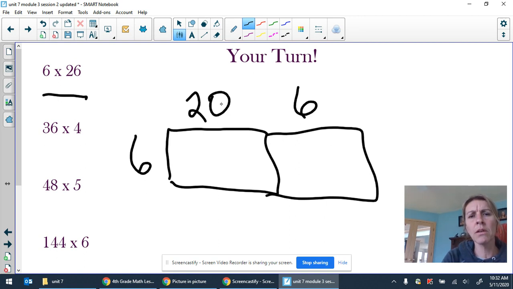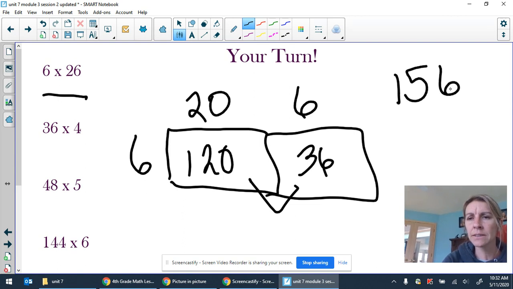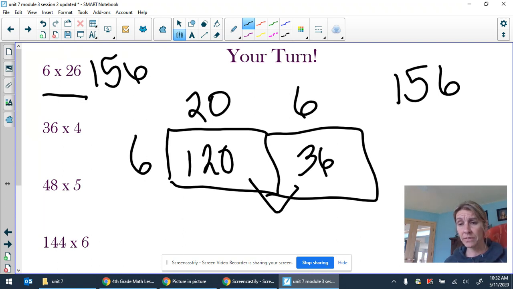6 times 2 is 12, and then the 0 represents 10, so it's 12 tens, also known as 120. 6 times 6 is 36. You can get to that however you want. And then when I add these up, I get 156. So the answer to this problem is 156.